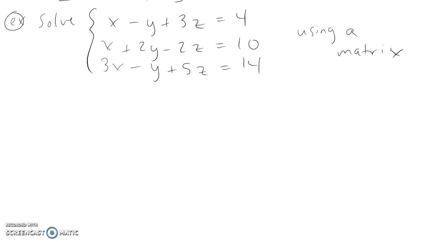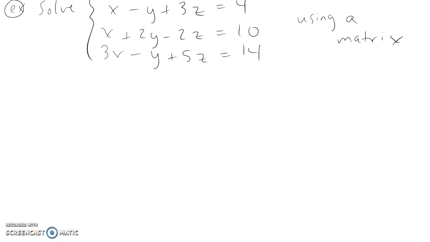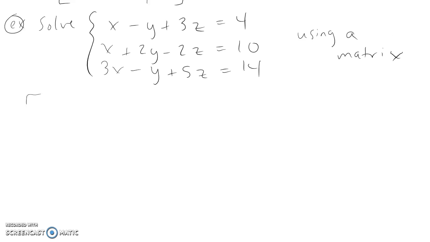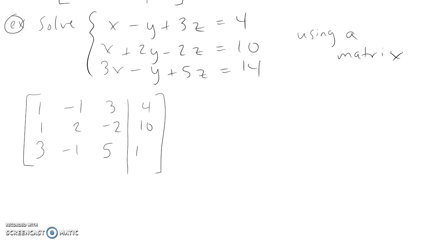The first thing we're going to do is create the augmented matrix for this system. What that means is just take all the coefficients and put them in this array, this rectangle. So 1, -1, 3, 4 for the first equation, 1, 2, -2, 10 for the second equation, and 3, -1, 5, 14.